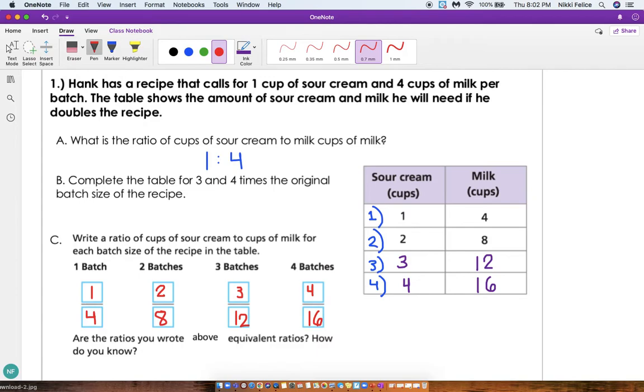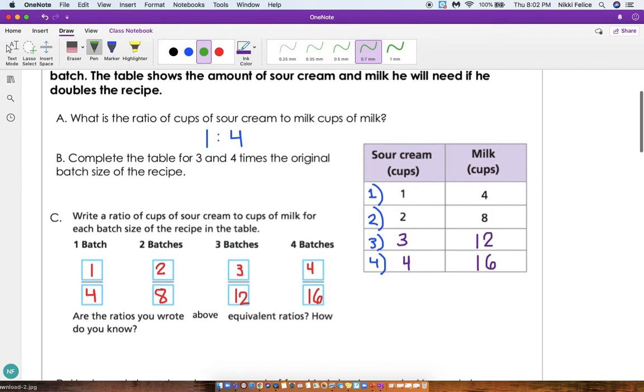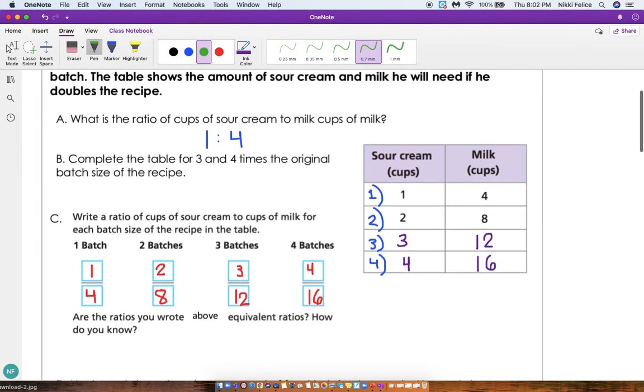Now, are the ratios we wrote above equivalent ratios? How do you know? Well, take a look at these fractions. What do we notice about them? If I simplify 2/8, if I divide the top and the bottom both by 2, we get the fraction 1/4, which is the same as our original ratio.